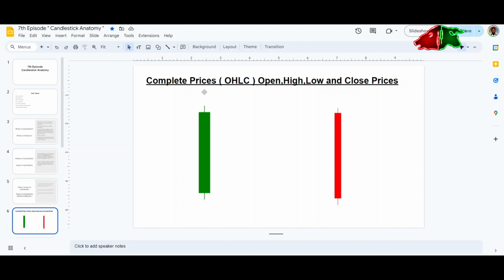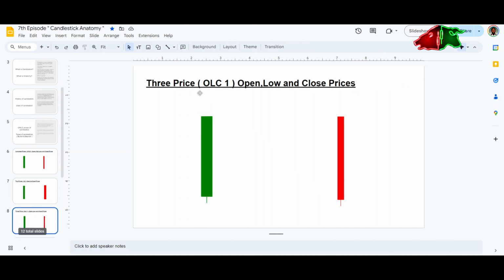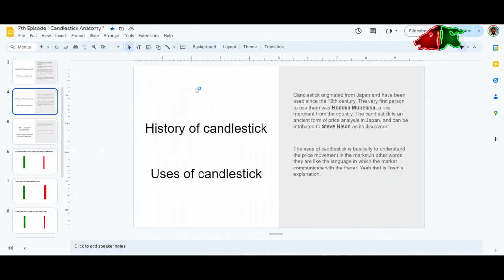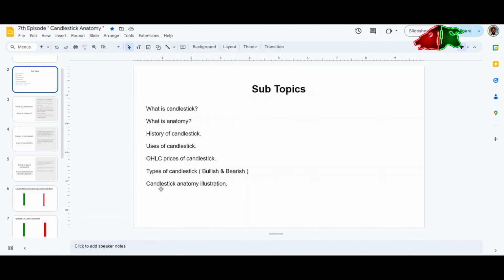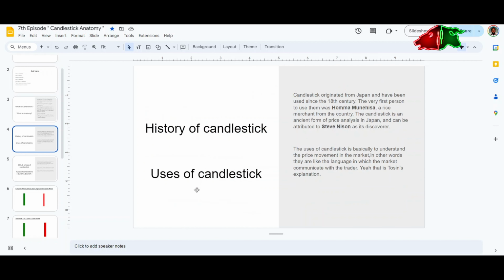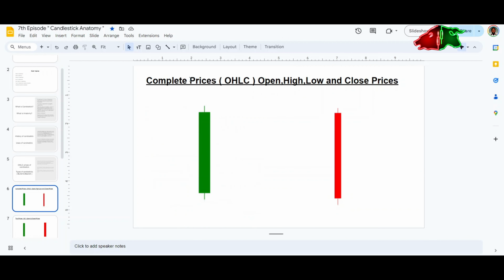Okay, so now we're on this last one here, candlestick anatomy illustrations. All right, so complete price: OHLC, open, high, low, and close prices. This candlestick, the green is the bullish, the red is the bearish. This kind of candlestick has the complete price, and I'm going to show it to you in a minute.